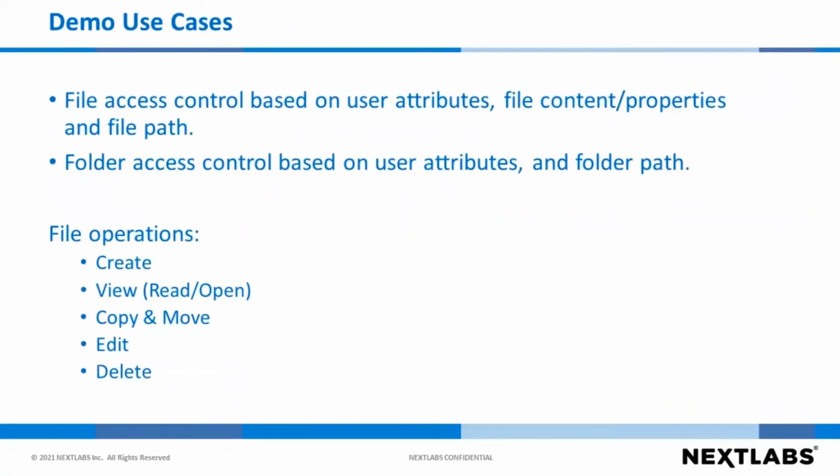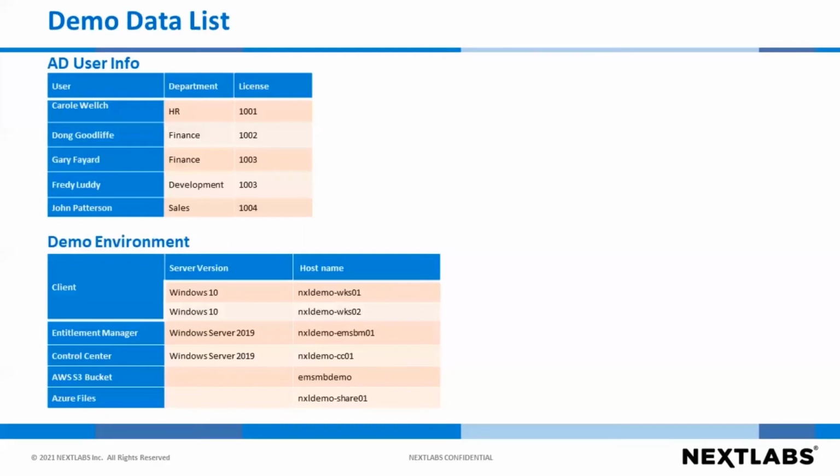We will show file access control based on user attributes, file content, file properties, and the file path. We'll show folder access control based on user attributes and the folder path. In the file operations, we will show the create, view, copy, move, edit, and delete. Here's a list of our Active Directory users and their department and license attributes. Our demo environment consists of 2 Windows 10 workstations, 2 Windows 2019 servers, an AWS S3 bucket, and Azure File Store.